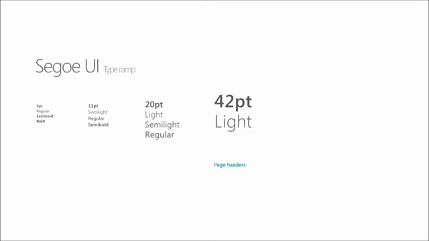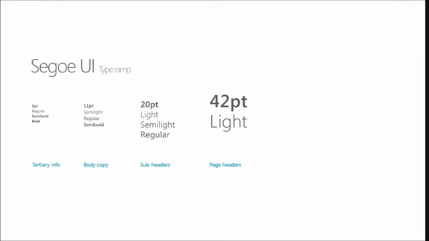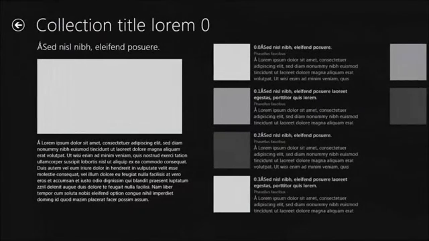And we have rules about what we use for different things too. So this is for page headers, this is for your subheaders, this is your body copy, and this is your tertiary information that you have within your app. So when you look at this applied in the default template for a File New project, there's your 42-point Segoe Light, there's your 20-point, there's your 11-point, and there's your 9-point.